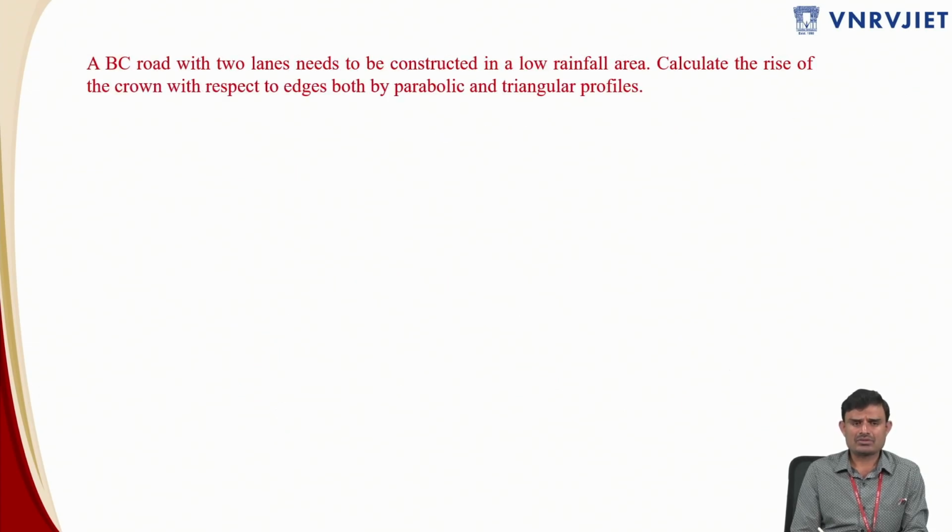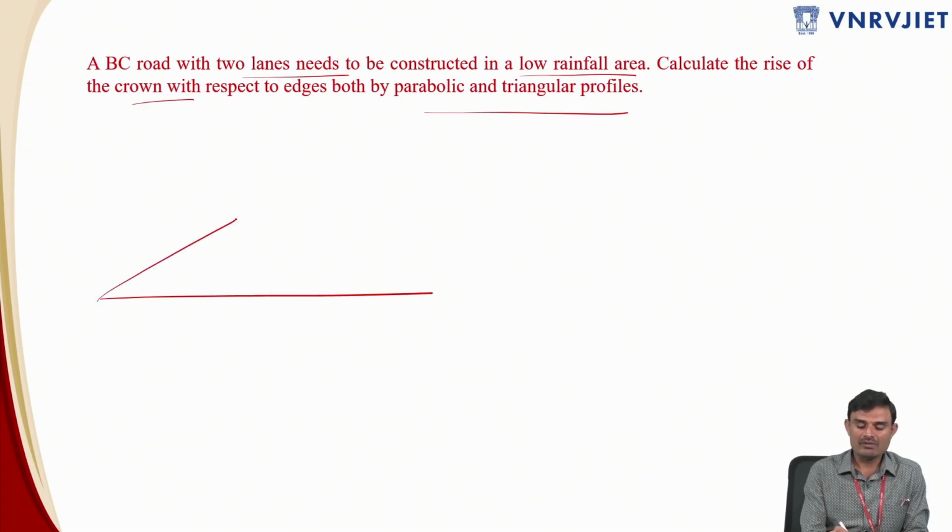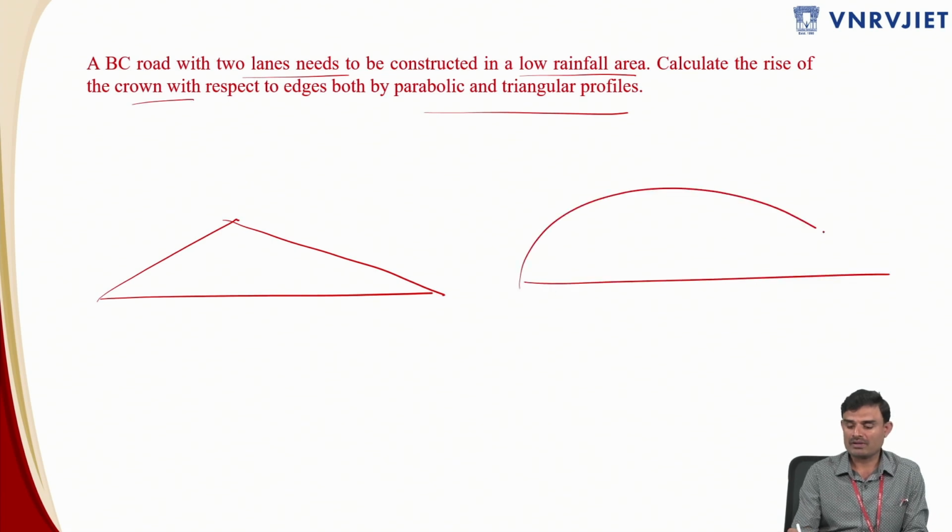And again, the last question for today: a BC road, a bituminous concrete road with 2 lanes, needs to be constructed in a low rainfall area. Calculate the rise of the crown. So we are asked to calculate the rise of the crown portion with respect to the edges by means of both parabolic profile and triangular profile. We'll look into the triangular profile over here, and the parabolic profile over here.